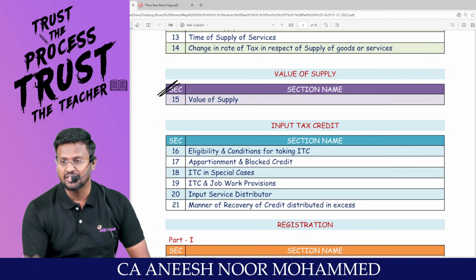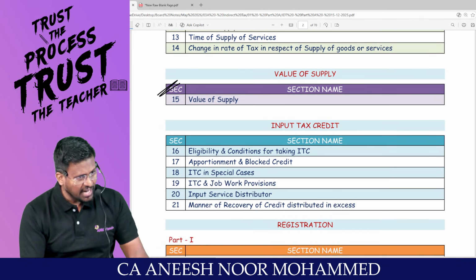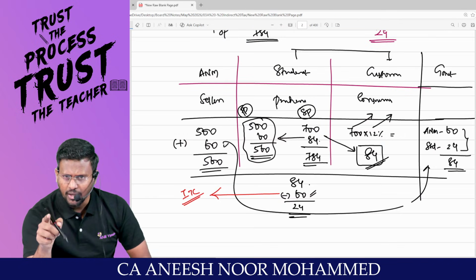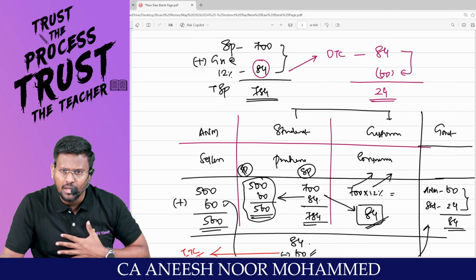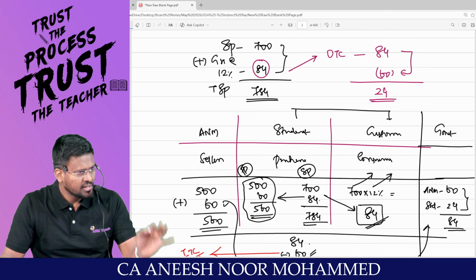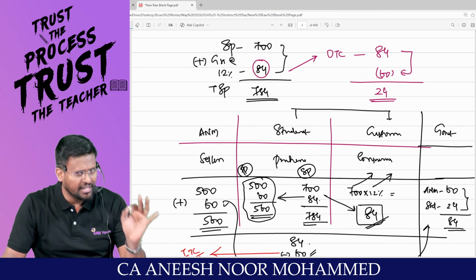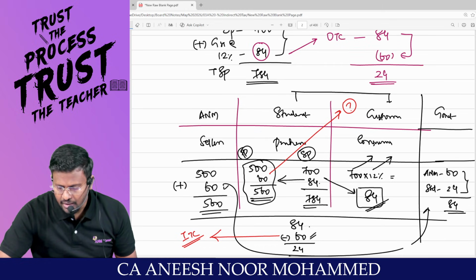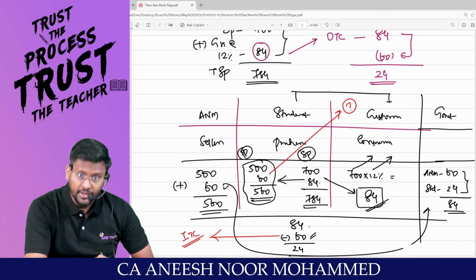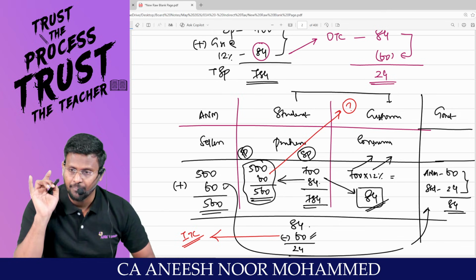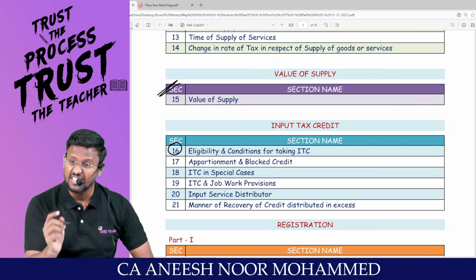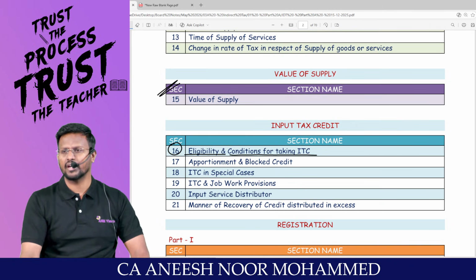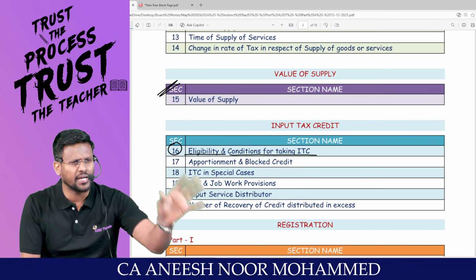Because the next family is the ITC family. These are the sections which are talking about ITC, my dear lovable students. You are a student. You purchase a calculator from me. Tell me, my dear lovable students, have you paid any tax at the time of purchase? Yes, sir. Can you claim this 60 as ITC? It cannot be claimed as ITC. All these things are explained in section 16. That is eligibility and conditions for taking ITC, basically the basic section for ITC.